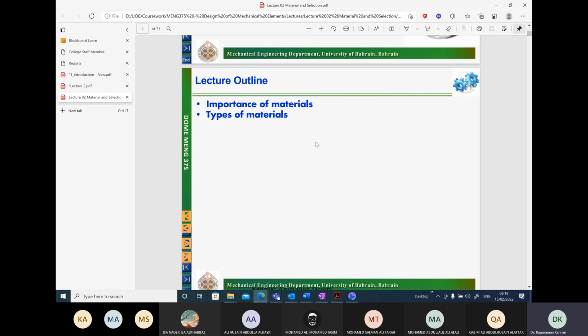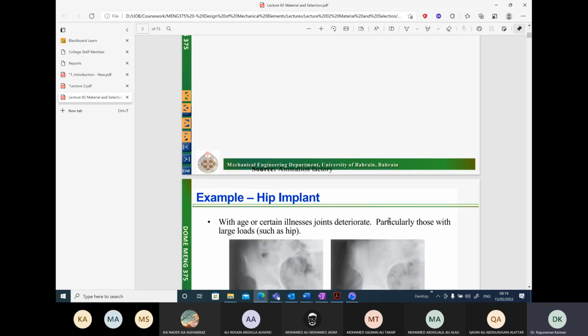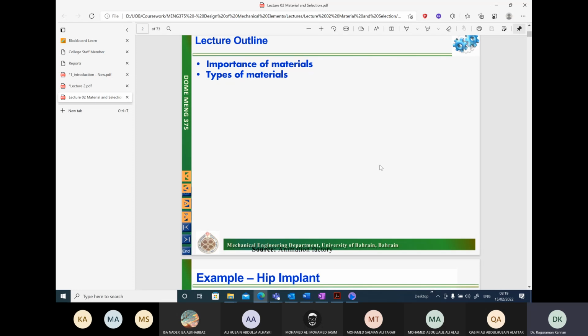Okay, the outline of the lecture, we are going to discuss what is the importance of the materials and the properties of the materials, different types of materials. In the last part of the chapter, we will go through Ashby chart and see examples on how to select materials based upon properties. We will derive what is called as material index and then try to select the properties.